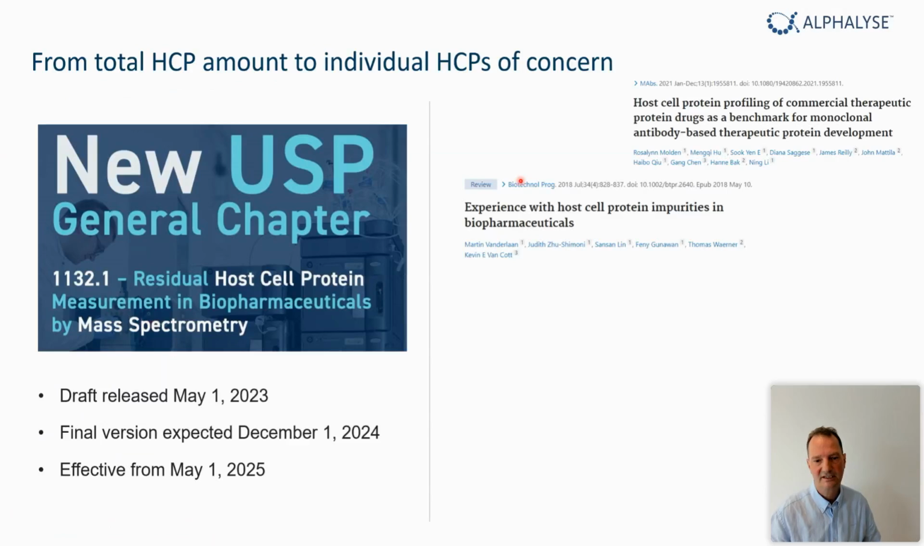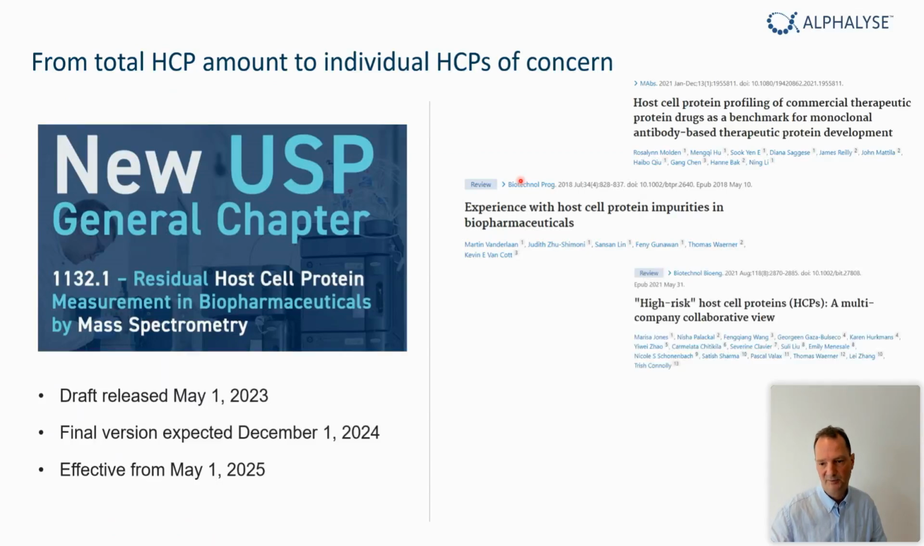The second publication was from Martin van der Laan and Kevin van Cott and colleagues. It's a review paper on HCPs observed in clinical trials that stopped the clinical trials or delayed them significantly. So they collected all this combined experience also from non-published work. And this is a really great paper on what can go wrong in different types of biologics due to specific host cell proteins.